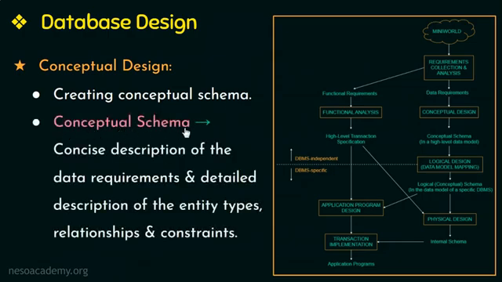A conceptual schema is a concise or brief description of the data requirements and a detailed description of the entity types, relationships, and constraints. You will understand this better with an example that we will be seeing later. As we saw, these concepts are expressed using a high-level or conceptual data model, and because these concepts do not contain the implementation details, they are easier to understand and can also be communicated easily with non-technical users.